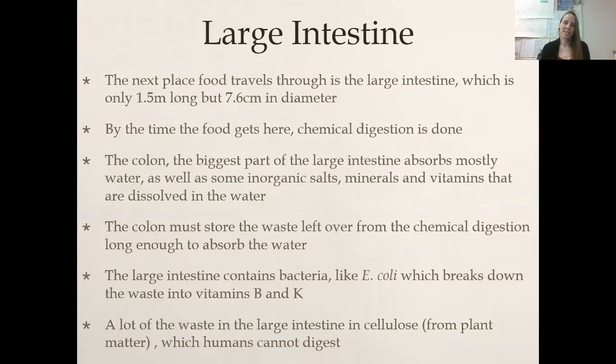Then after the small intestine, we get into the large intestine. It's about 1.5 meters long, so much shorter than the small intestine, but it's about 6.7 centimeters in diameter, so much, much wider. By the time the food gets here, chemical digestion is done, so there's no more chemical digestion in the large intestine. That happens a lot in the stomach and small intestine.